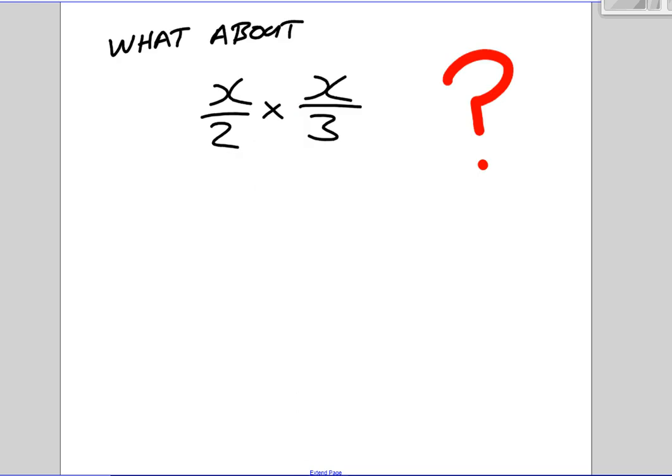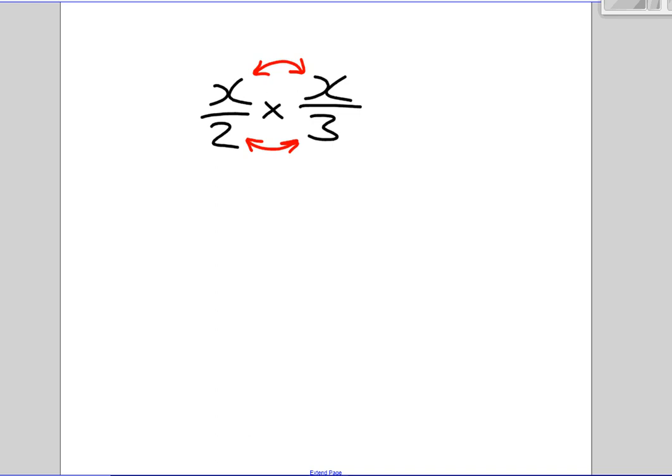Like it says, what about this one? x over 2 times x over 3. We're multiplying, so why don't we just use that rule that we've just learned? Multiply the tops together, multiply the bottoms together. That's what the arrows are indicating here. So x times x, something times something is the something squared, so it'll be x squared, and 2 times 3 is 6. That looks good to me.